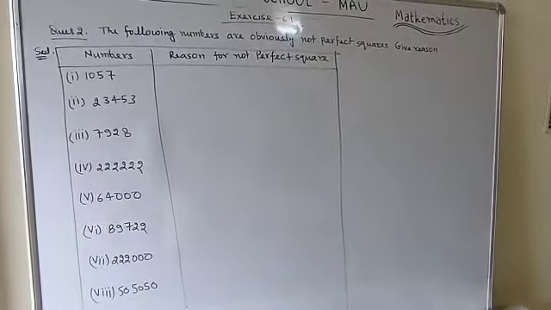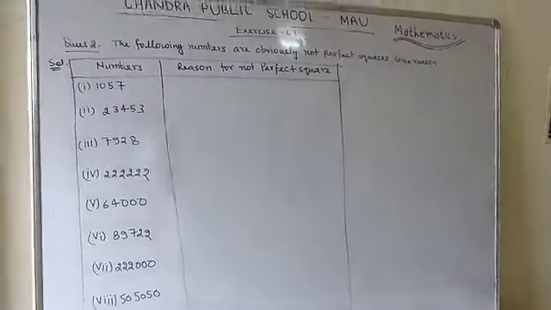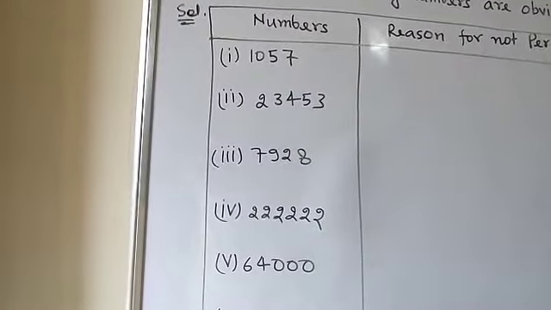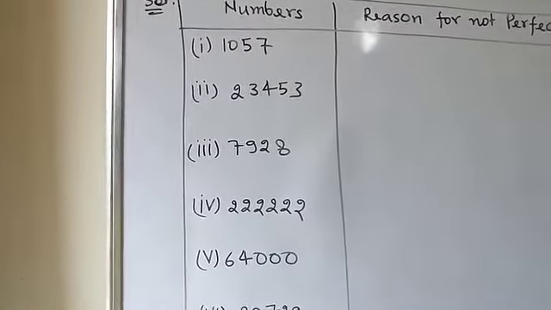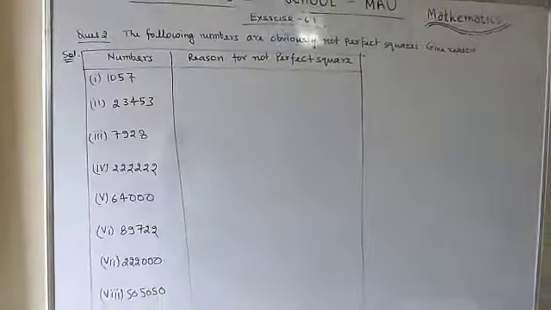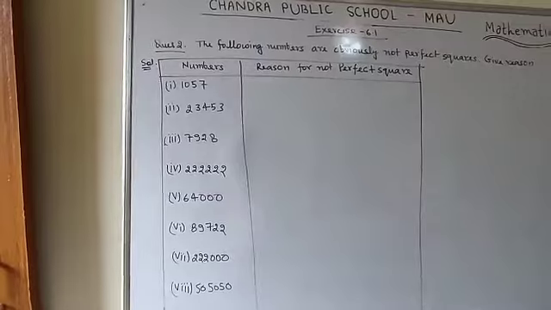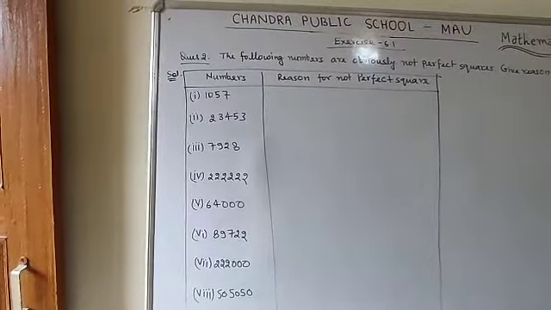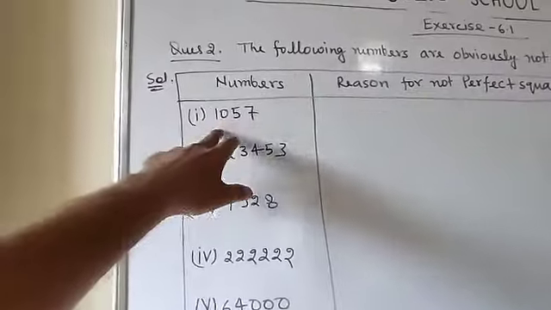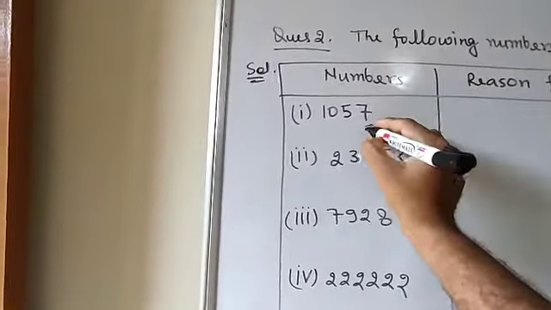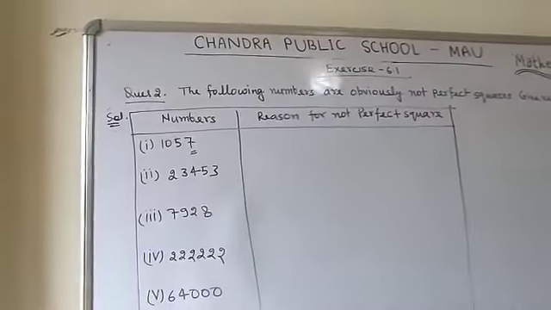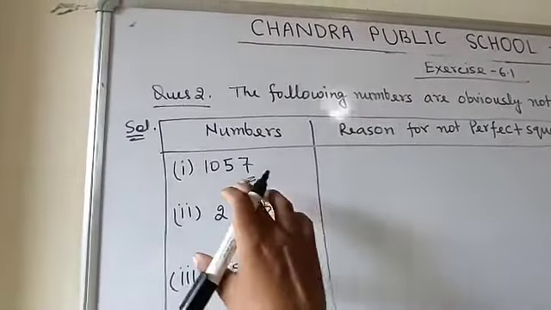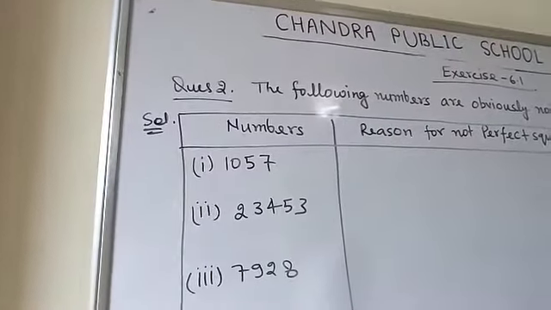Now students, here is question number 2. The following numbers are obviously not perfect squares, give the reason. Certain numbers are given and you need to give the reason why these numbers are not perfect square numbers. In the previous video I had explained what perfect square numbers are and certain properties. One property: a perfect square number never ends with 2, 3, 7, 8 or an odd number of zeros. Here the number is 1057. This number ends with 7, so according to that property, a number ending with 2, 3, 7 or 8 will not be a perfect square. So that's why it is not a perfect square number.